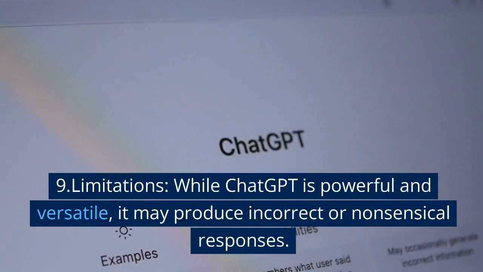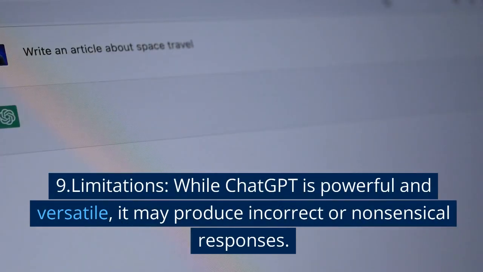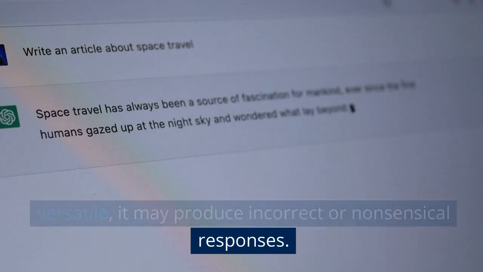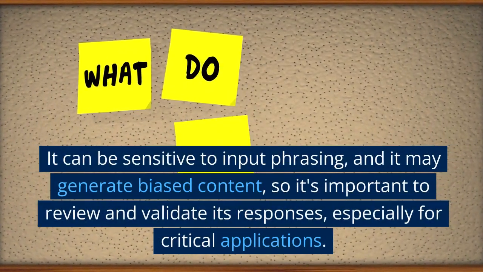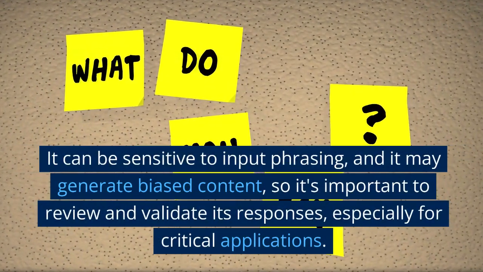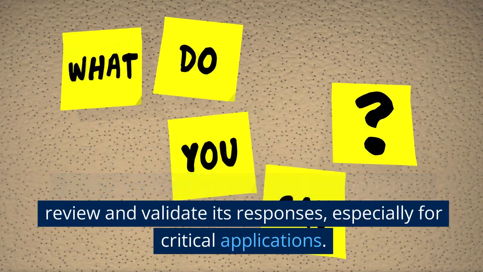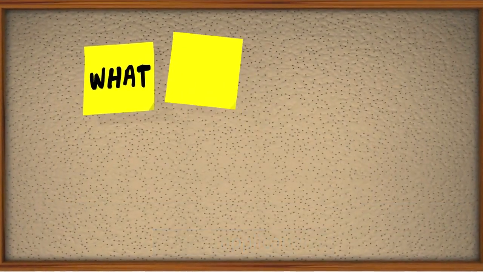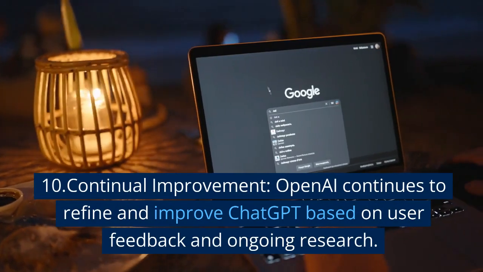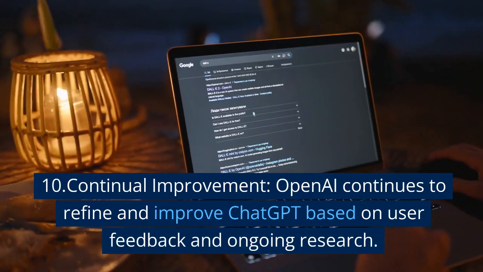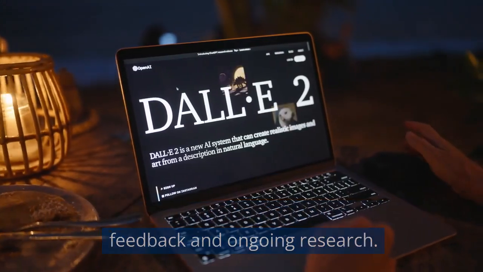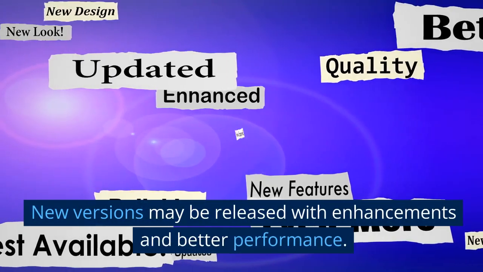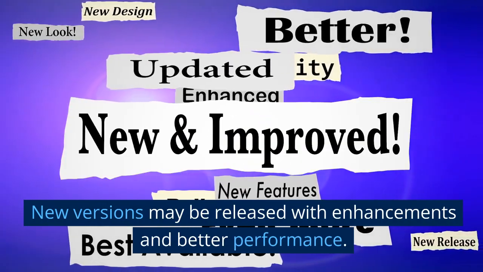9. Limitations. While ChatGPT is powerful and versatile, it may produce incorrect or nonsensical responses. It can be sensitive to input phrasing, and it may generate biased content, so it's important to review and validate its responses, especially for critical applications. 10. Continual improvement. OpenAI continues to refine and improve ChatGPT based on user feedback and ongoing research. New versions may be released with enhancements and better performance.